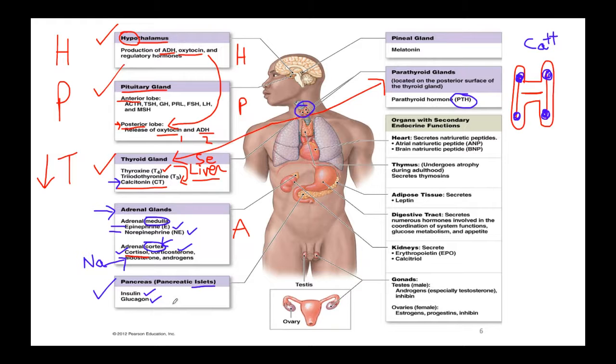Again, those are endocrine. Exocrine deals with the digestive enzymes, like pancreatic protease, pancreatic carbohydrase, and pancreatic lipase. All right, what else do we have?